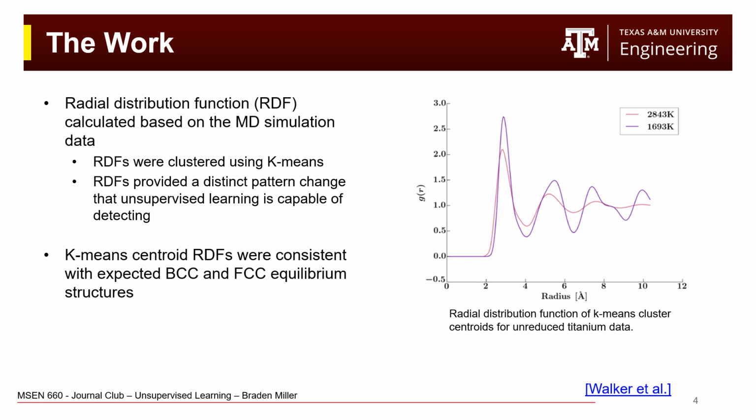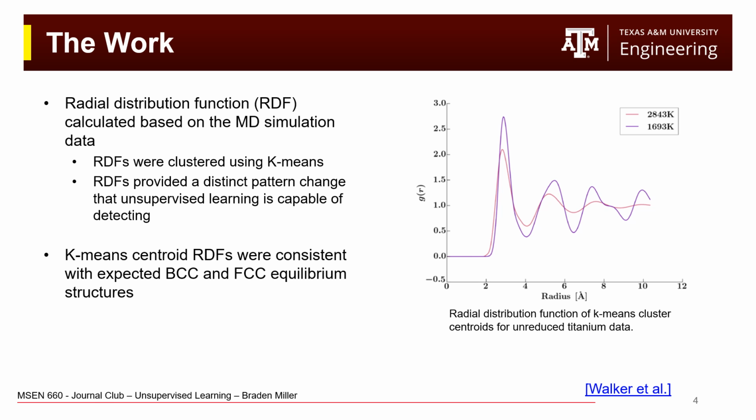So, with their data that they pulled from their molecular dynamics simulations, they calculated the radial distribution functions for each atom, and then they clustered these using k-means. And on the right here, we have a plot of the centroids, or the radial distribution function of the centroids for the k-means clusters for their unreduced titanium data.